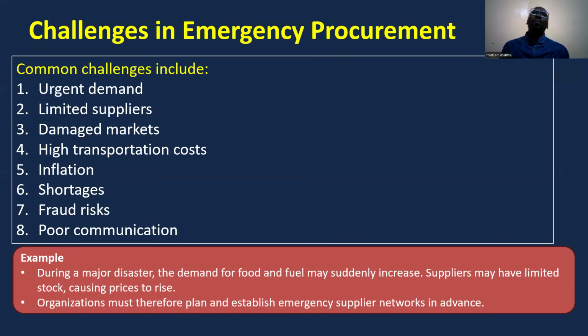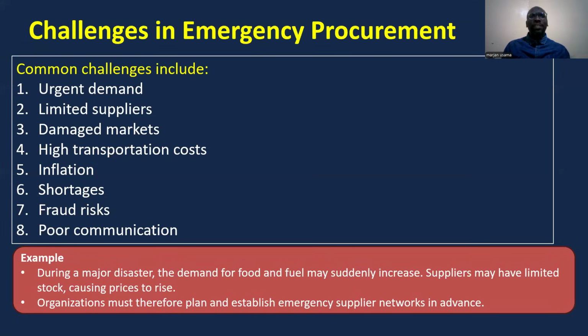Number two, limited suppliers. Maybe 1 million people have been affected, like there is an earthquake. So we need many suppliers, but sometimes you'll not find suppliers. Sometimes you'll find damaged markets. Even during the disaster, the markets where we are supposed to get the goods are also damaged. So where are we going to buy from? It's very difficult. Sometimes high transportation costs, transporting these things from point A to point B.